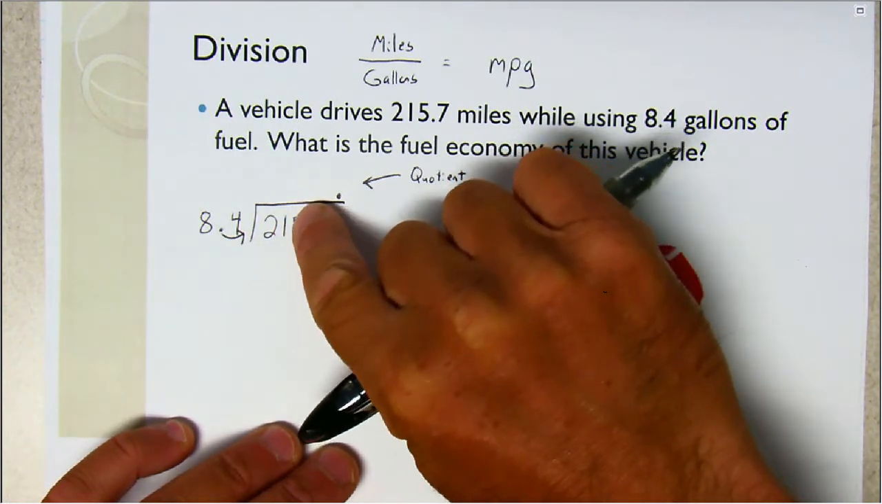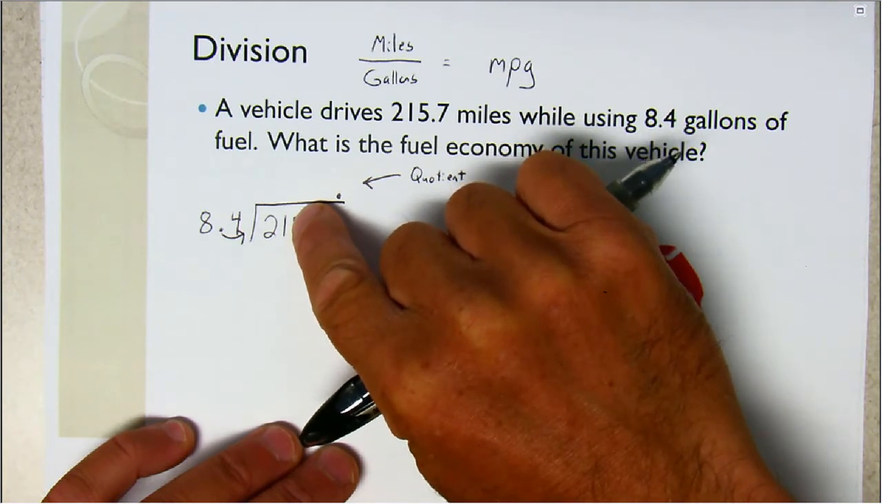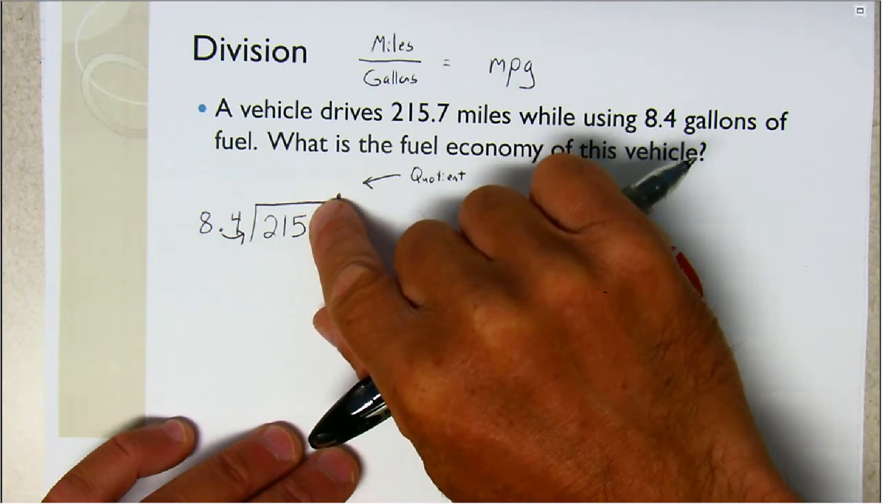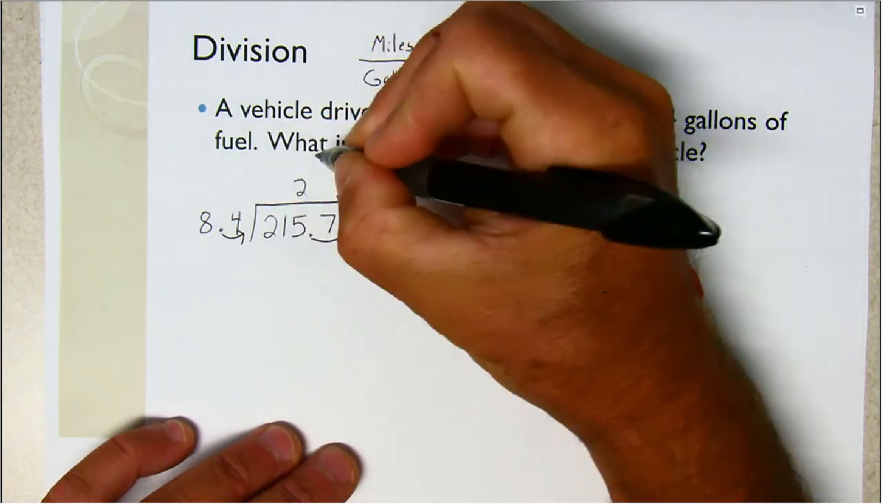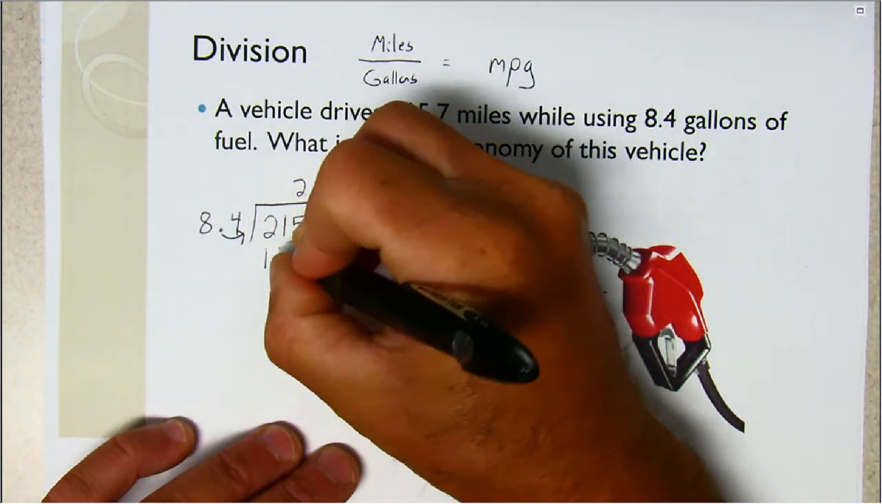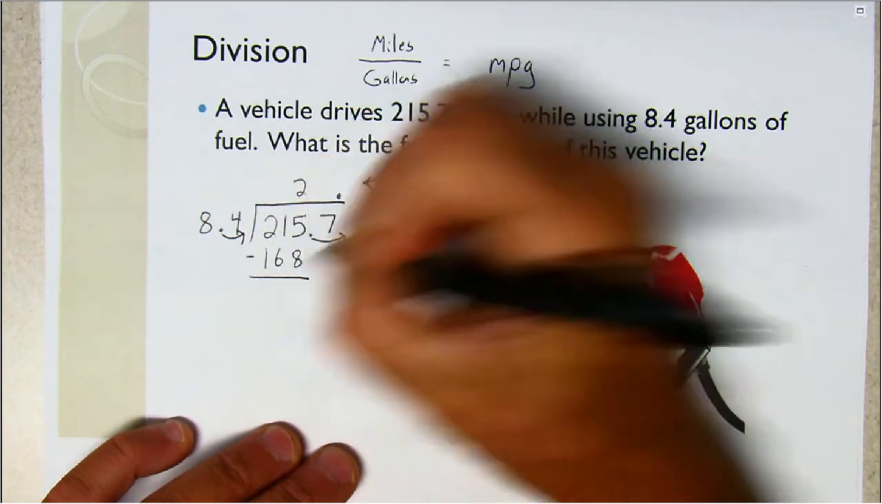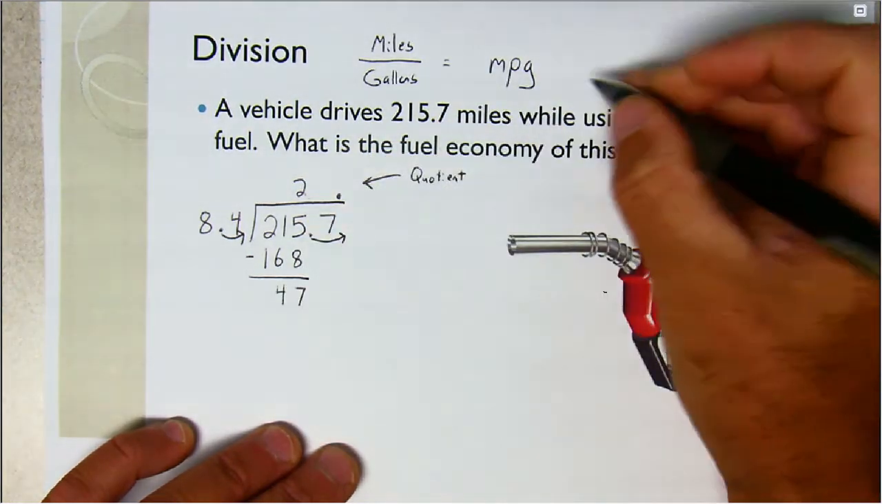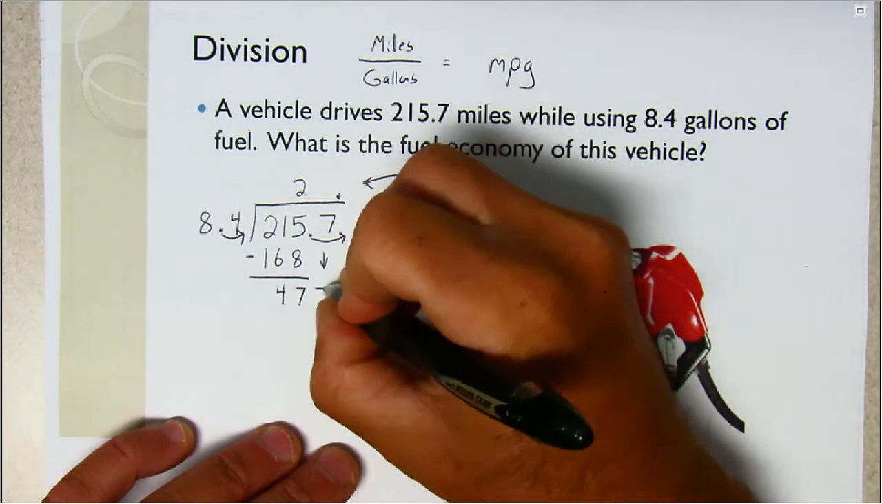Does 84 fit into 21? Nope. Does 84 fit into 215? Yeah, 84 does fit into 215 2 times. 2 times 4 is 8. 2 times 8 is 16. And when we subtract, we get 47. We drop down our next digit.